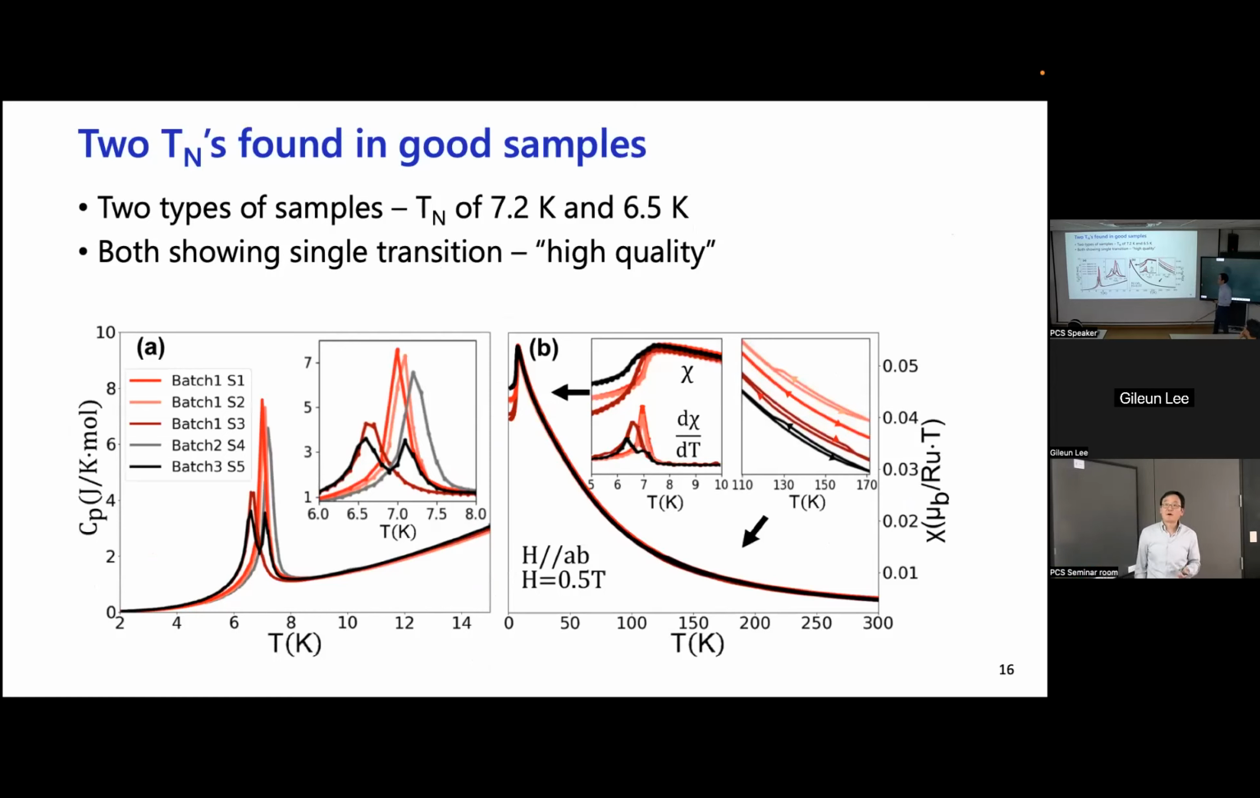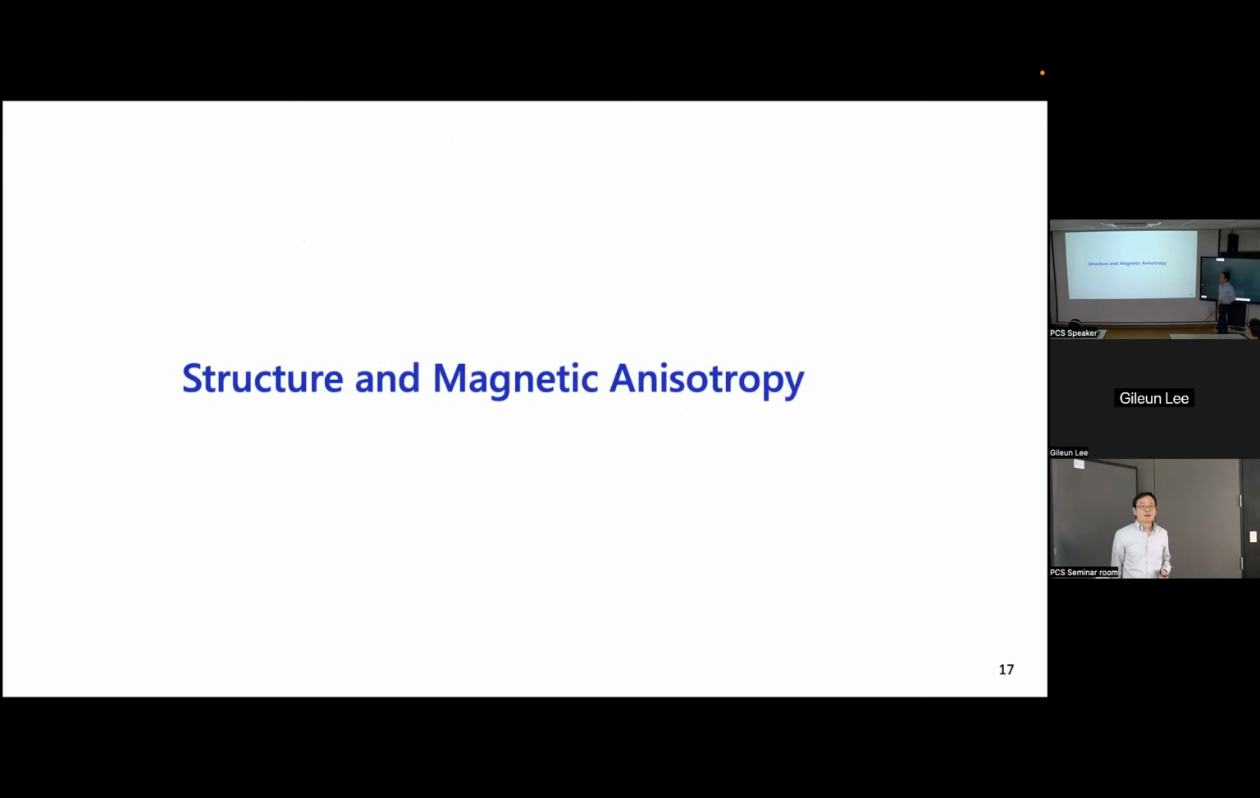And what we found also was that, for example here, good crystals should have a single transition around 7 Kelvin, but some crystals show 7 Kelvin, and some other crystals show a slightly different transition temperature. So there is a difference in a narrow region of the transition temperature that also shows some sample dependence. All these things point to us needing to look at the crystal structure a little bit more carefully. So that's basically what we are going to talk about.